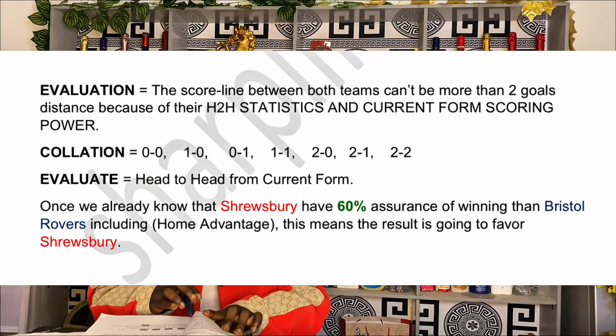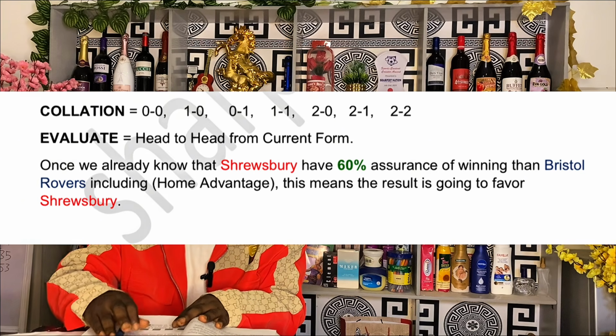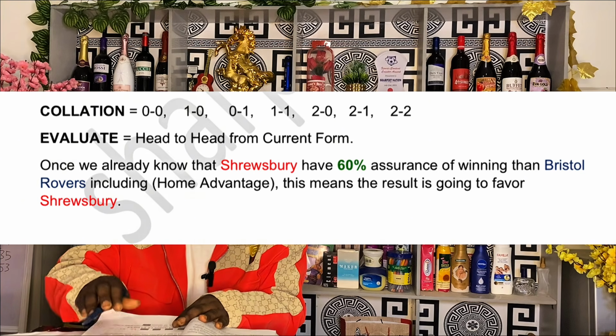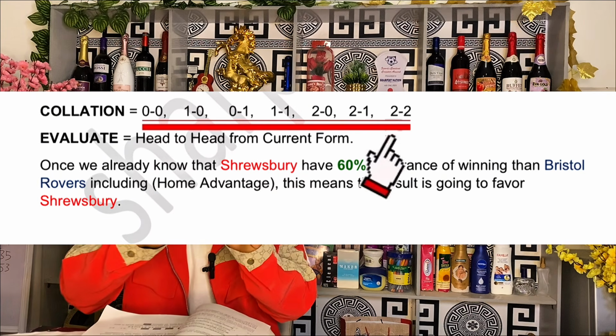Evaluation: the scoreline between both teams can't be more than 2 goal distance. Any one of them, either Strawberry, which is playing home match, or Bristol Rovers, which is playing away match, cannot score more than 2 goals. None of them will score more than 2 goals. Now, collation of the scoreline that we need to expect from this match is 0-0, 1-0, 0-1, 1-1, 2-0, 2-1, 2-2. These are the results that we can expect.